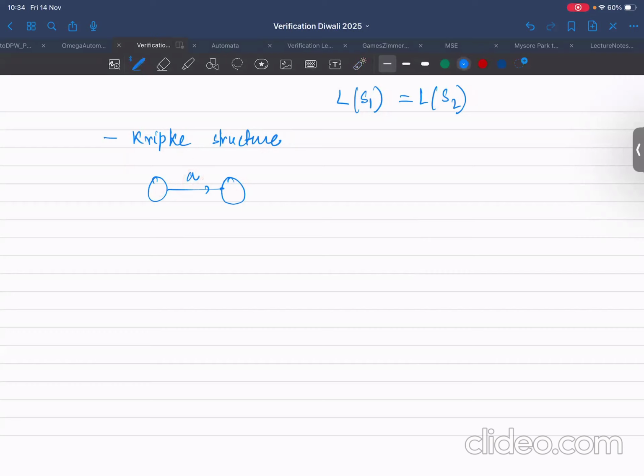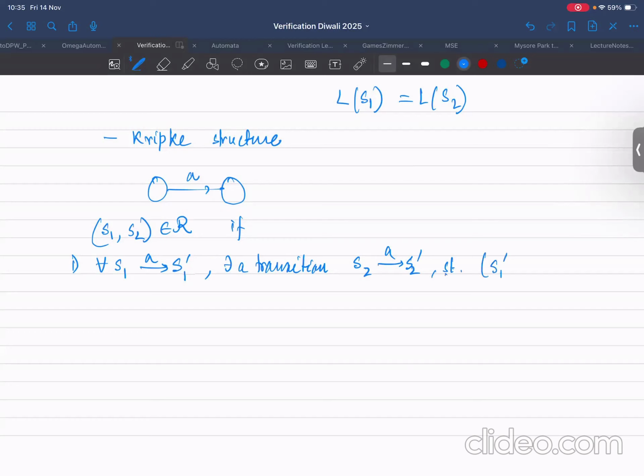You say that (S1, S2) belongs to R if for all A-transitions from S1, there exists a transition S1 to S1 prime, there exists a transition from S2, S2 A S2 prime, such that (S1 prime, S2 prime) belongs to R. And similarly, for all S2 A S2 prime, there exists a transition S1 A S1 prime such that (S1 prime, S2 prime) belongs to R.